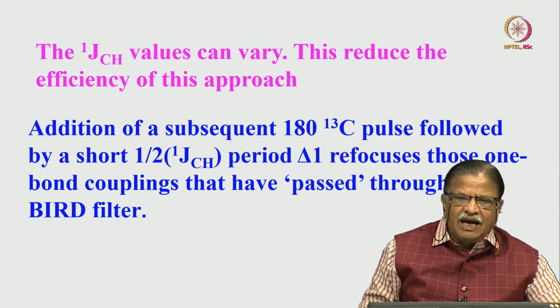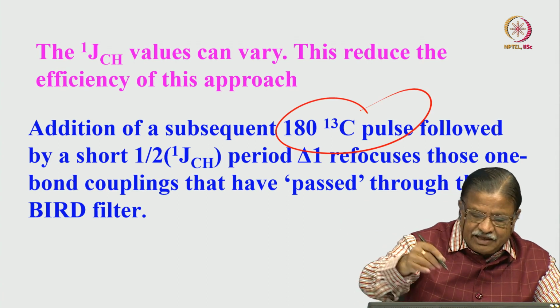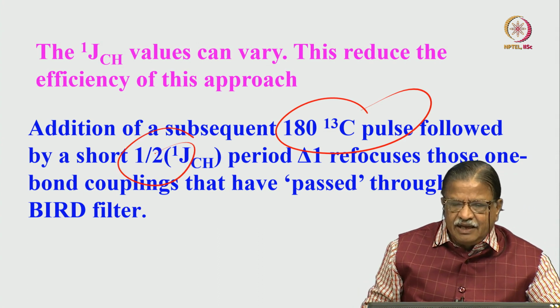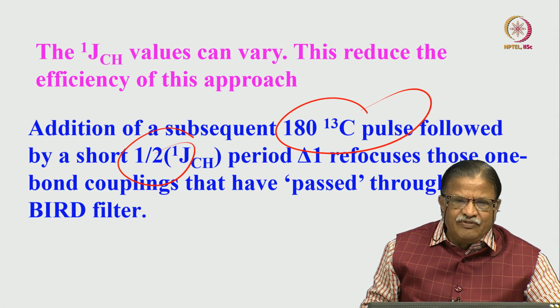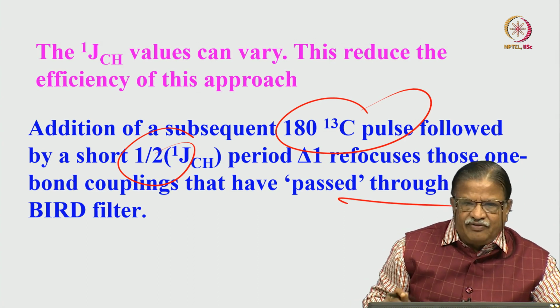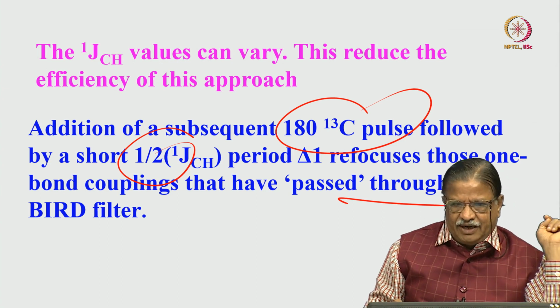So, addition of a subsequent 180 degree carbon 13 pulse, followed by half this period of delta 1, refocuses only one bond couplings that have passed through a BIRD filter. This is another way of doing it.